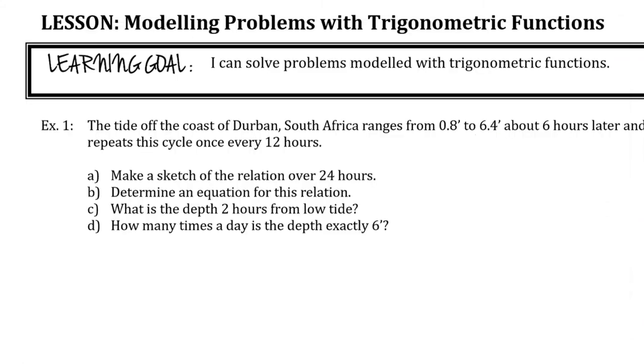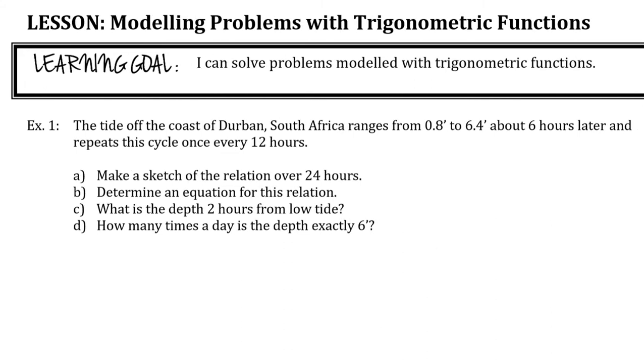The tide off the coast of Durban, South Africa ranges from 0.8 feet to 6.4 feet about 6 hours later, and repeats this cycle once every 12 hours. If you take out all the extra words, this question is a lot like the first question that we did in the last lesson, where it gives us a max and a min and the period, and we have to come up with the equation, right?